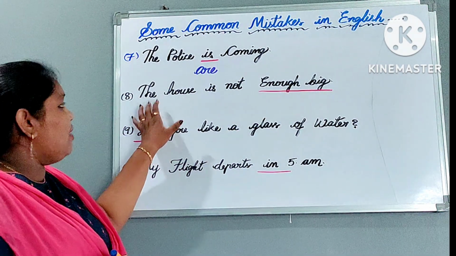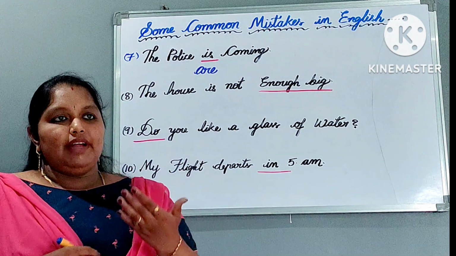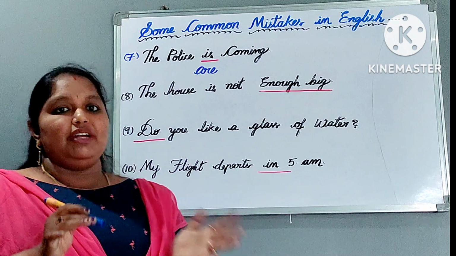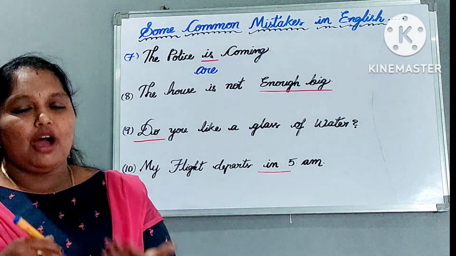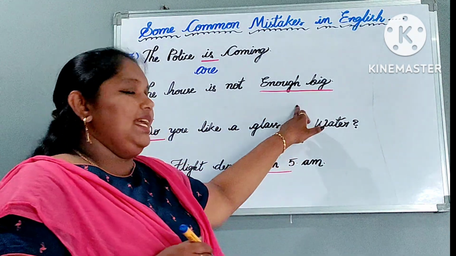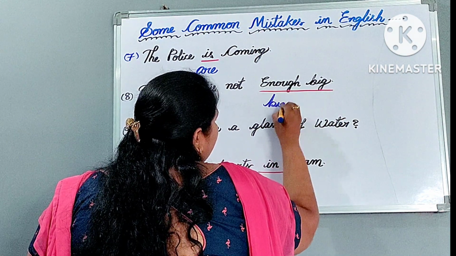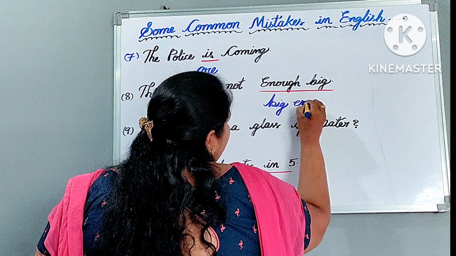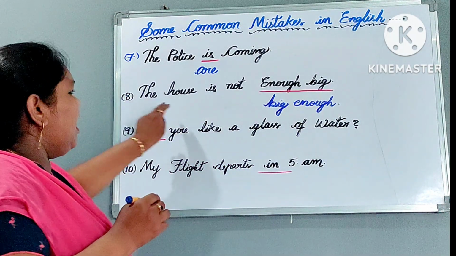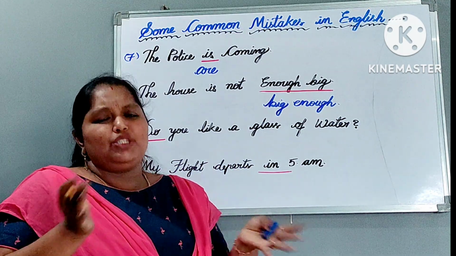Coming to the next sentence, the house is not enough big. When you want to give your opinion that the house is not sufficient for you, the space is not sufficient for you, or the house is small, how will you say that? The house is not enough big. So it is a mistake. In place of enough big, what do you have to use? Big enough. How do you have to convey it? The house is not big enough. That means the house is not sufficient for us. It is very small. It is too small.